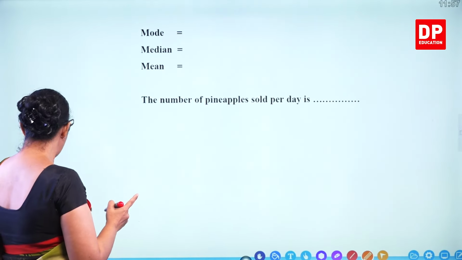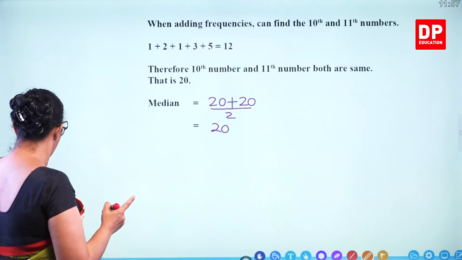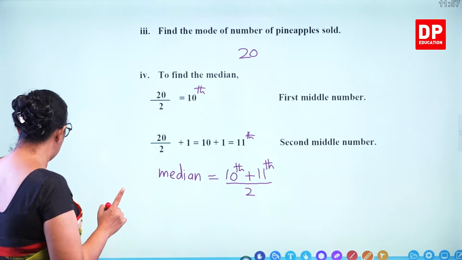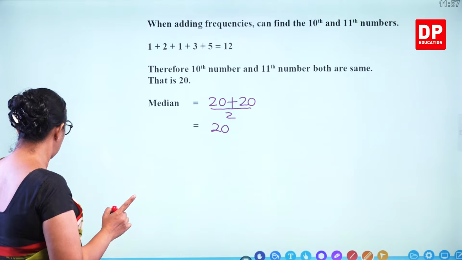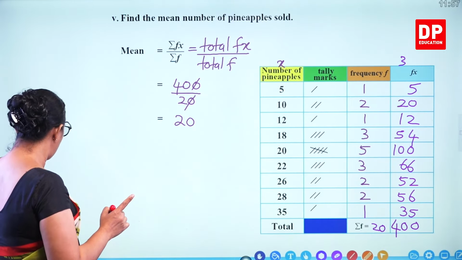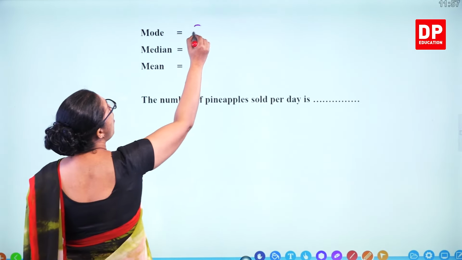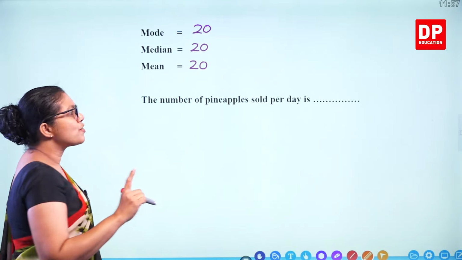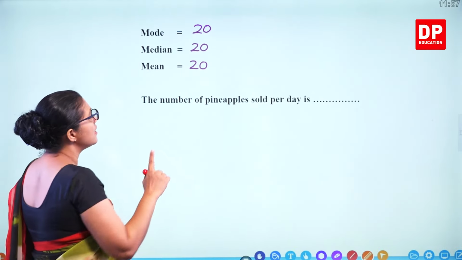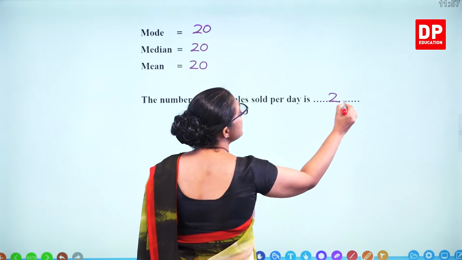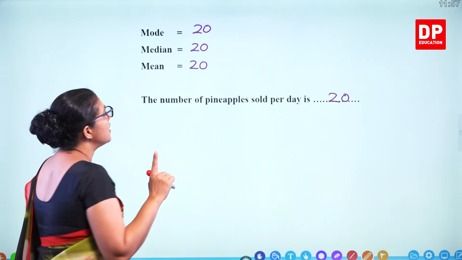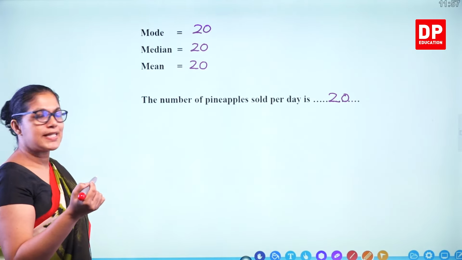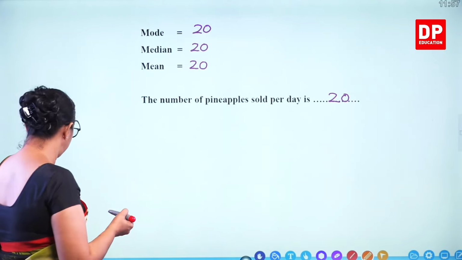So what's the mode we got? We got mode 20. Median 20. And the mean value 20. So all these numbers we got 20. So what's the most representative number? We can say 20 is the number of pineapples sold per day. That's the most representative number.